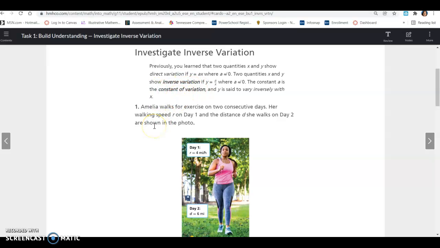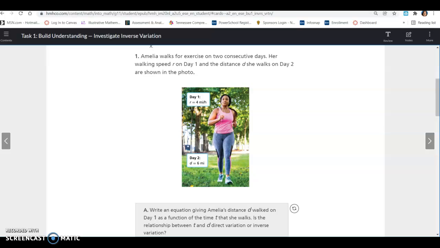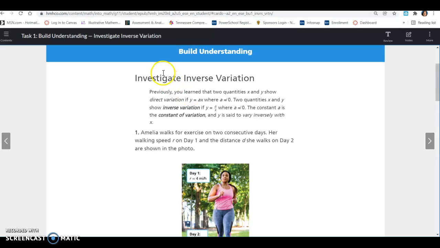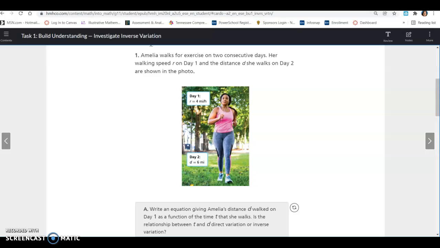All right, so Amelia walks for exercise on 2 consecutive days. Her walking speed r on day 1 and the distance d she walks on day 2 are shown in the photo. So day 1, it says her rate is 4 miles per hour. So that's her speed, and that's a constant speed. So that would be considered direct variation. It would be consistent or constant. All right, day 2, she has a distance of 6 miles. So it doesn't say if she's walking at the same speed or not.